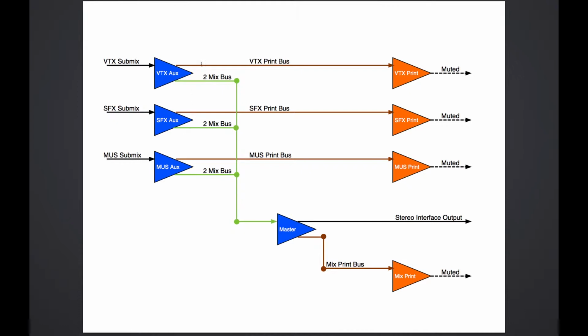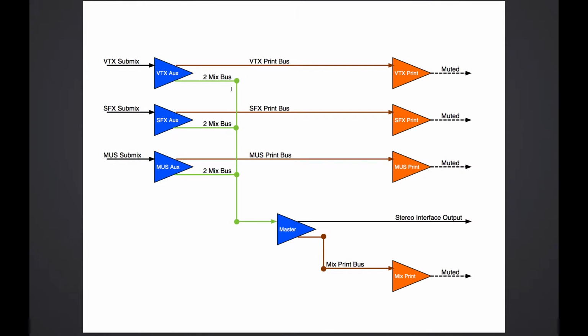We can see on the brown line that in this example, the voice track AUX fader is going to feed the VTX print bus, and that will go to the track that records the voice tracks submix. And we repeat this again for the sound effects, get recorded here. The music only gets recorded here. So we've got voice, sound effects, and music going to record tracks for voice track only, sound effects only, and music only submixes or stems.